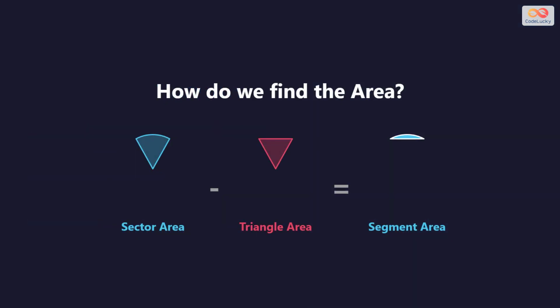Here is the big idea. We cannot calculate the segment directly with a simple formula. Instead, we use subtraction. Think of the sector as a slice of pizza. If we cut off the triangular part at the center, we are left with the crust, which is our segment. So, segment area equals sector area minus triangle area.